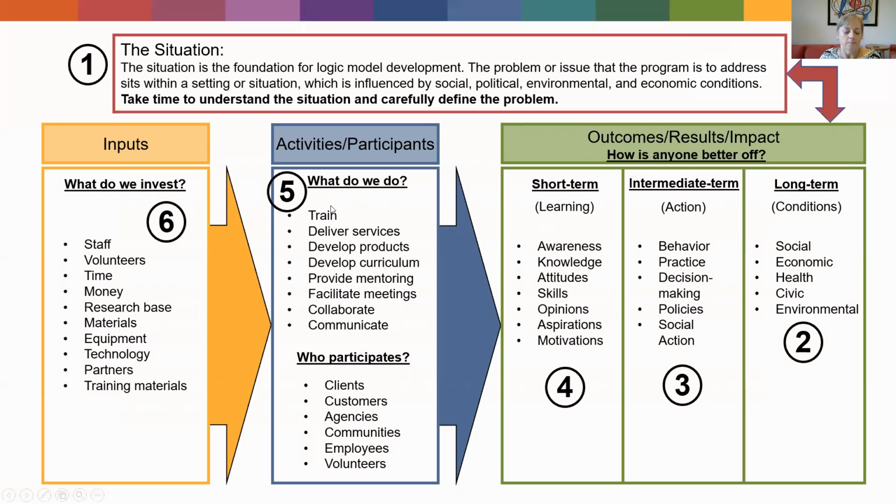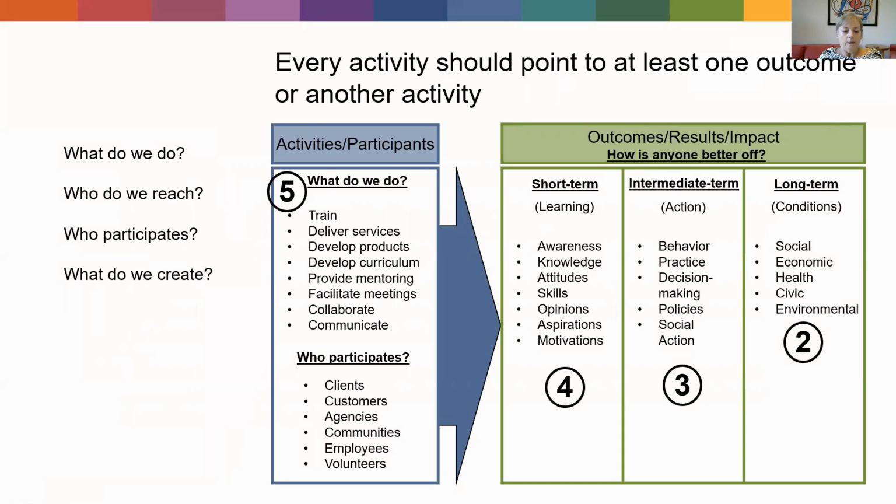So now we can look at step 5. We've looked at the outcomes after our situation, and now we're going to move on to step 5. What activities should we provide to accomplish the outcomes that we have just established? So keep in mind, every activity should point to at least one outcome or another activity. Again, you need that connection.